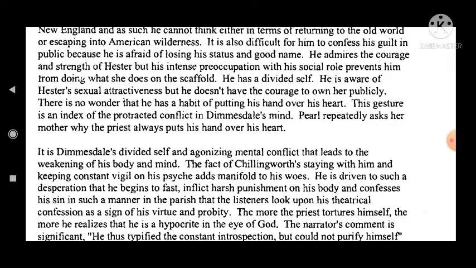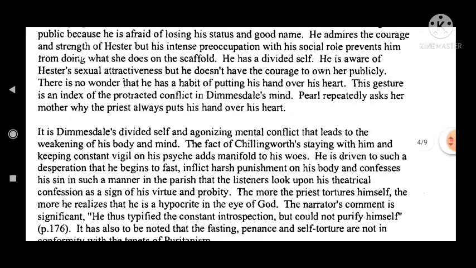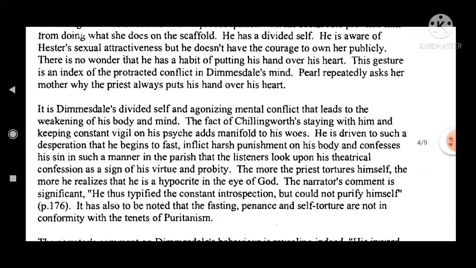Pearl repeatedly asks her mother why the priest always puts his hand over his heart.